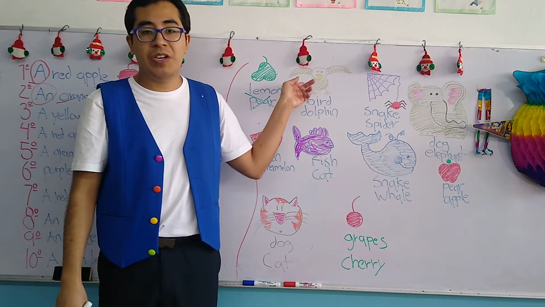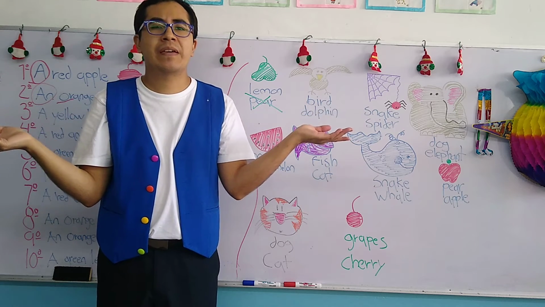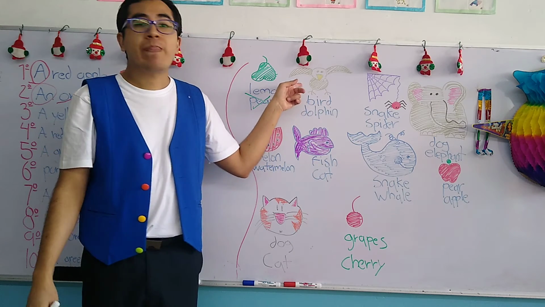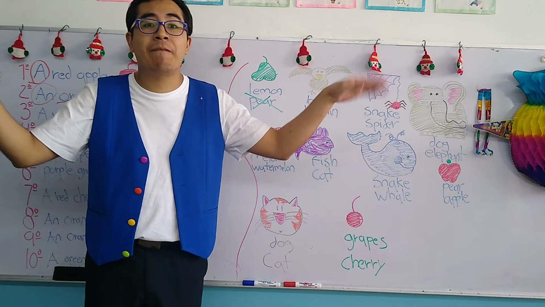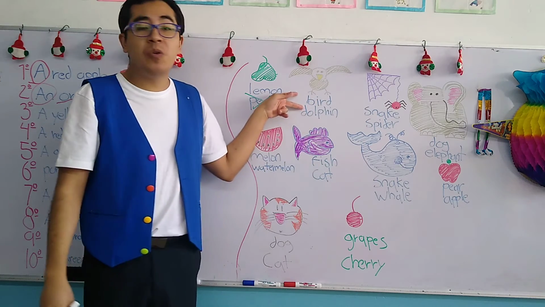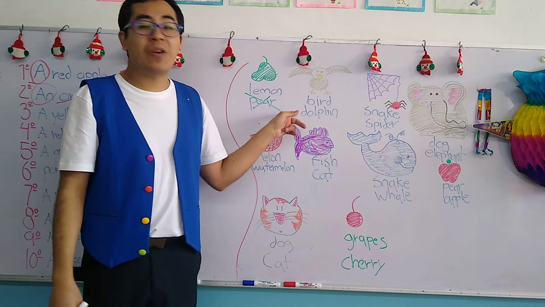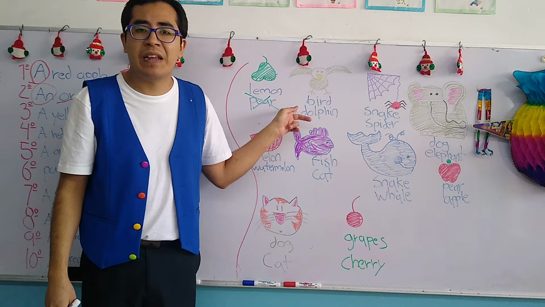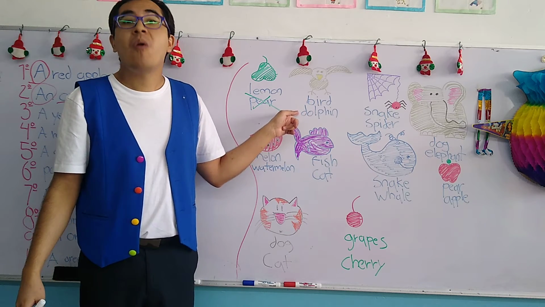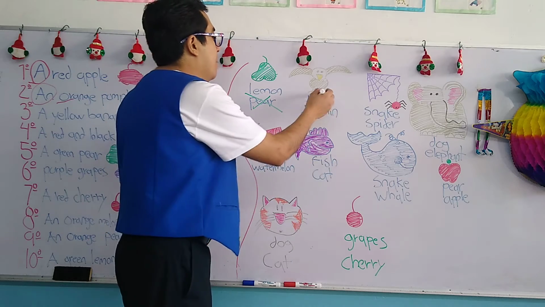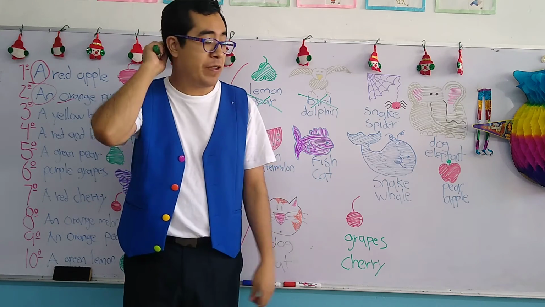For the second object, please tell me, my children, what is it? ¿Qué es? It's a bird. Remember, a bird, it's an animal that flies. Now, we have two options. The first one, it says bird, and the second one says dolphin. Now, which one is the correct? One or two? Number one, the bird. Let's continue with the third object.